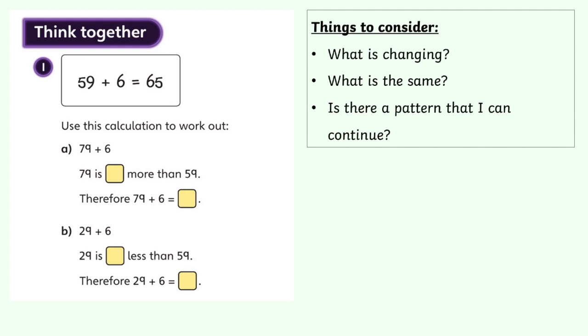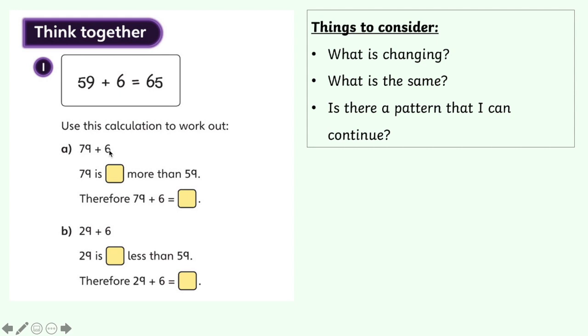So notice we've been told some information already. We've got a calculation that is worked out for us. We're being asked to use this calculation to work out 79 add 6. Notice the language there. Use what we already know, the calculation we already know, to work out the new calculation. So let's look at it step by step.